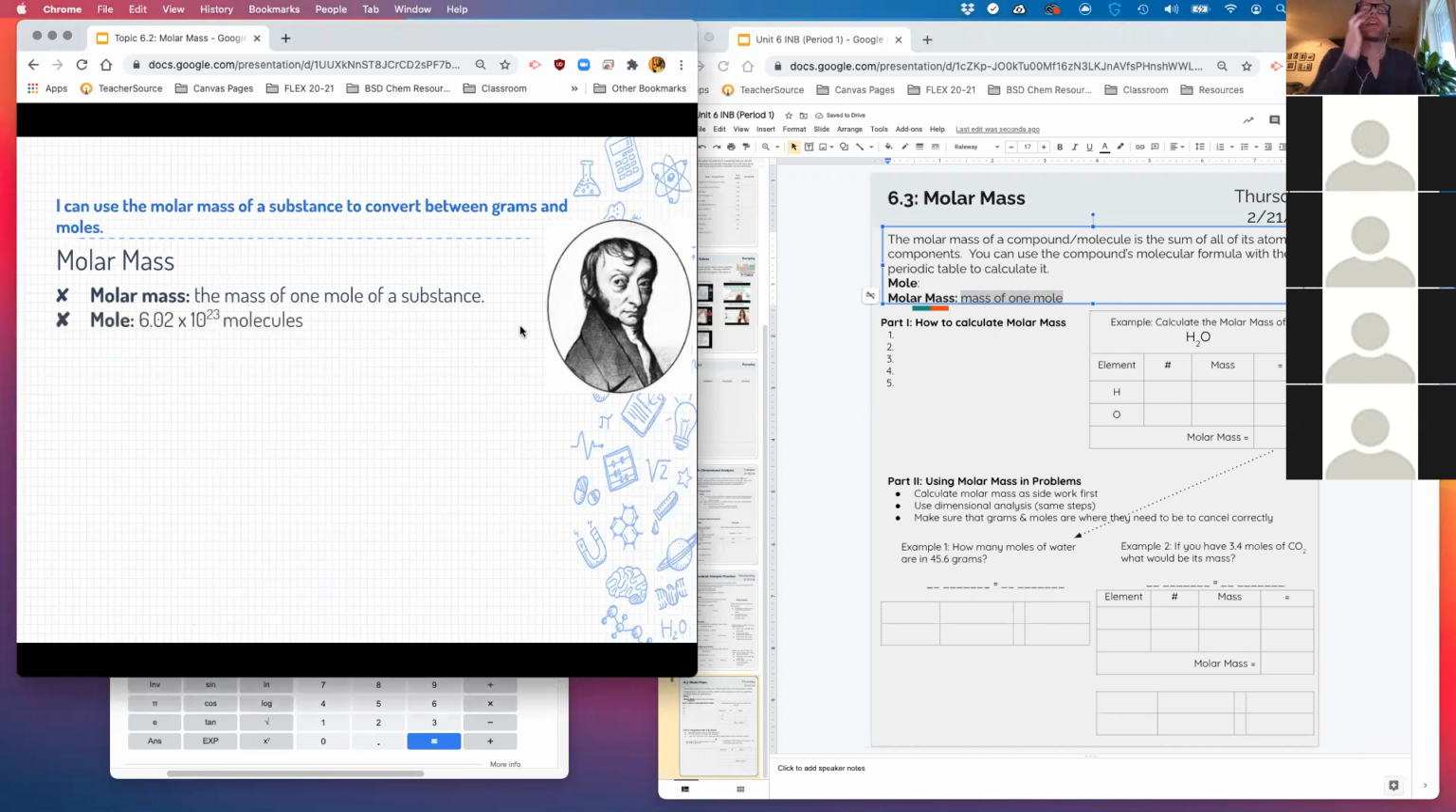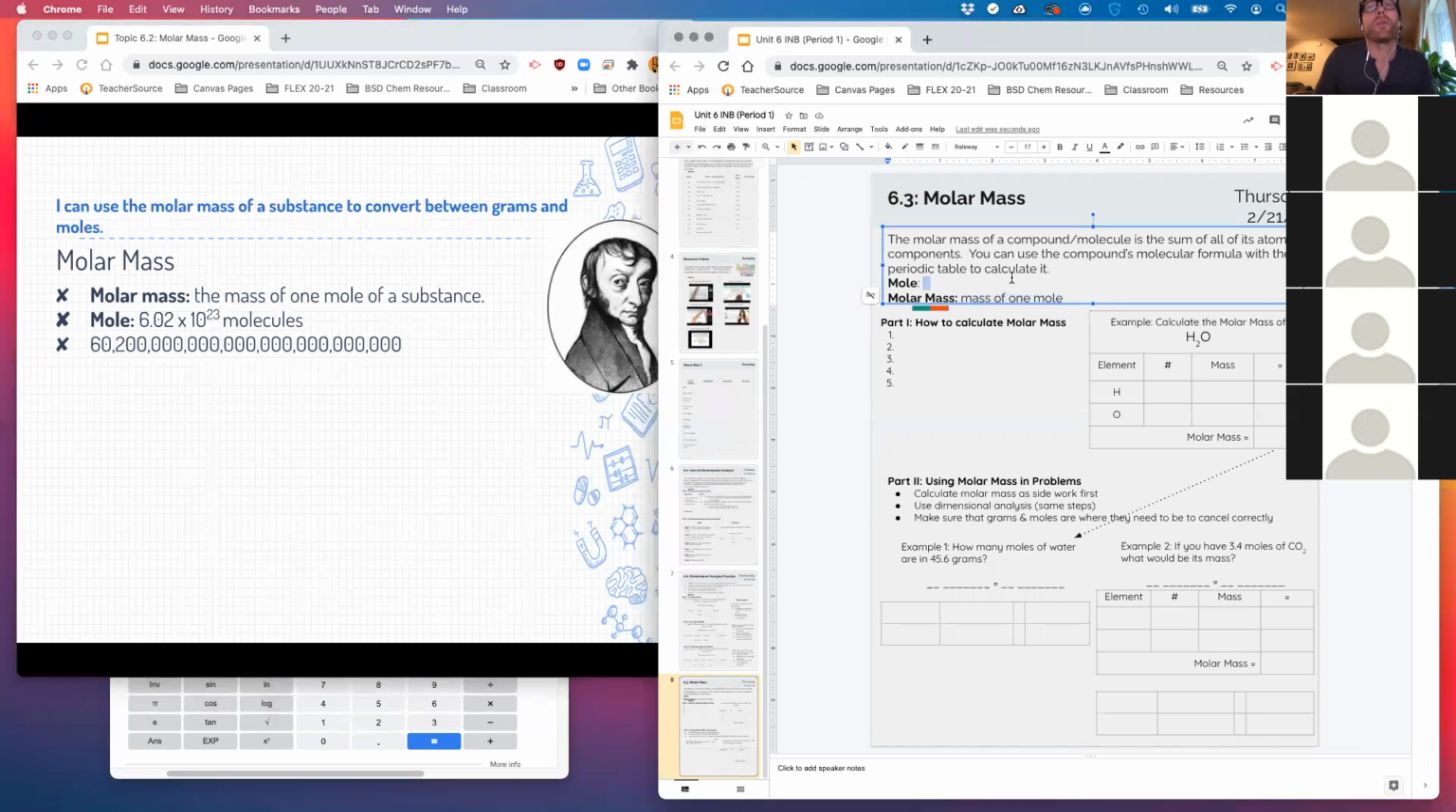So a mole is just a lot of molecules, but a lot in a specific manner. It's 6.02 times 10 to the 23rd. That's that many molecules. So if I count out that many molecules, it's equal to 1 mole. So I'm going to put that on my notes, 6.02 times 10 to the 23rd. That right there is how many molecules are in 1 mole, okay?